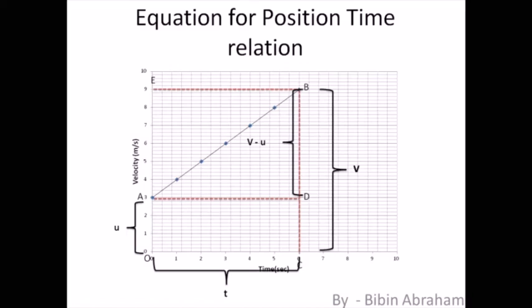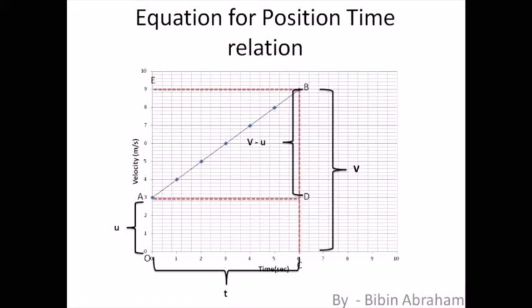So how will I do it? I will do it by dividing it into a triangle and a rectangle, right? I will divide it into ABD as one triangle and AOCD as a rectangle, and I will find out the area. For this triangle ABD, the area of a triangle is half into base into height. What is my base? Base is my AD. AD is my time T, and height is my BD. BD is V minus U. I hope that is clear, right?